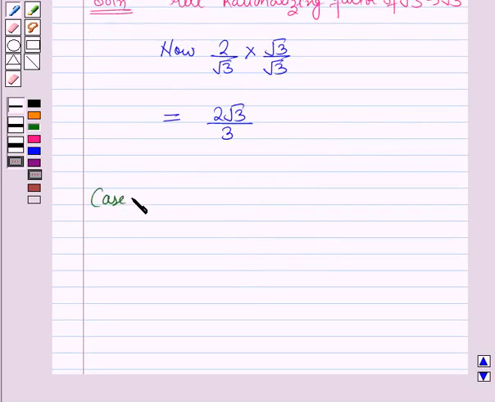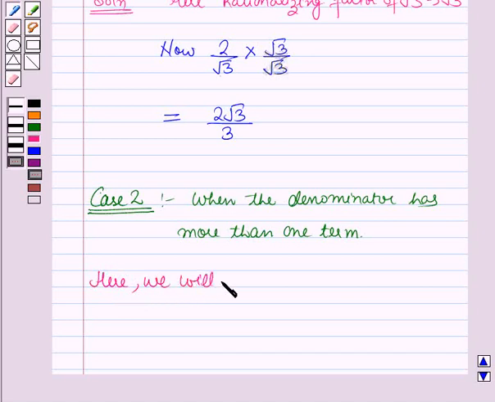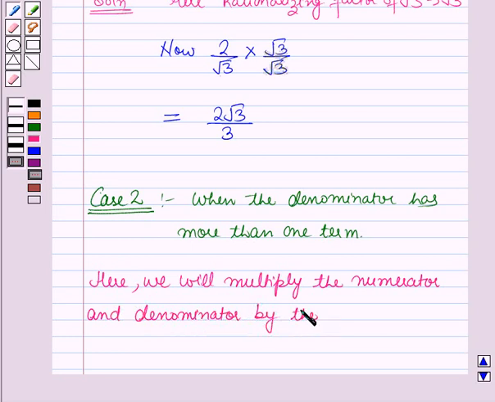Now let us discuss case 2, when the denominator has more than one term. So in this case, we will multiply the numerator and denominator by the denominator's conjugate.